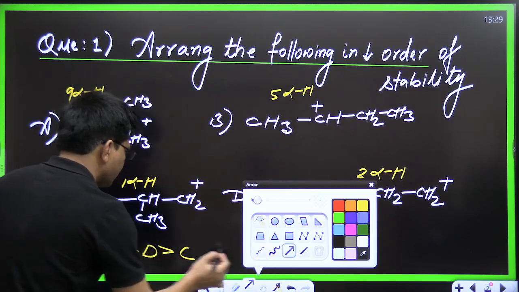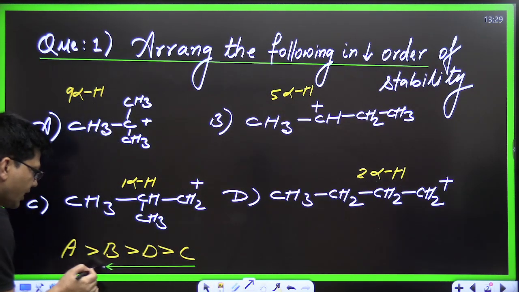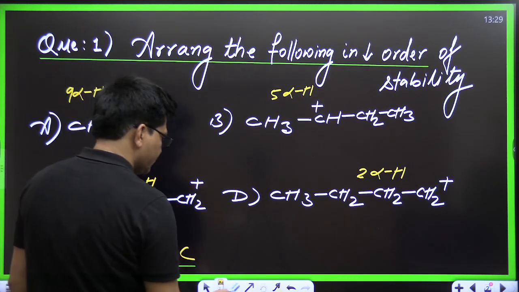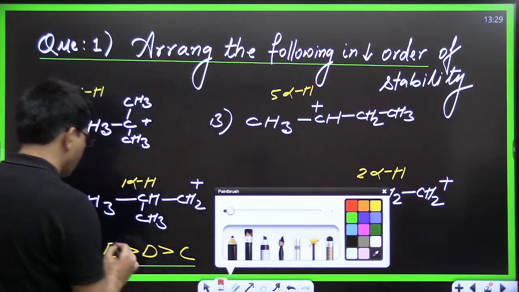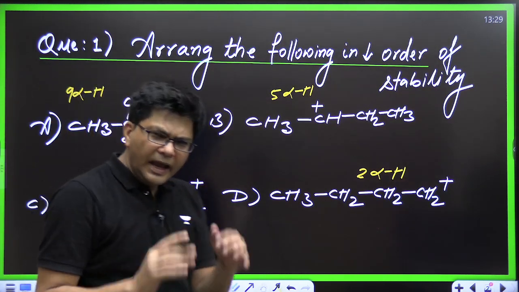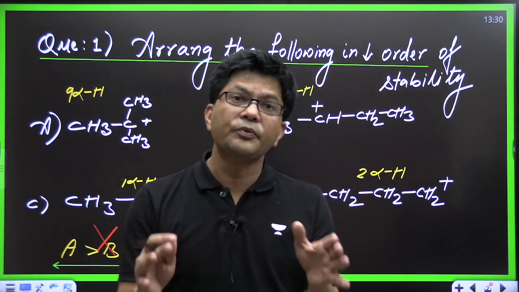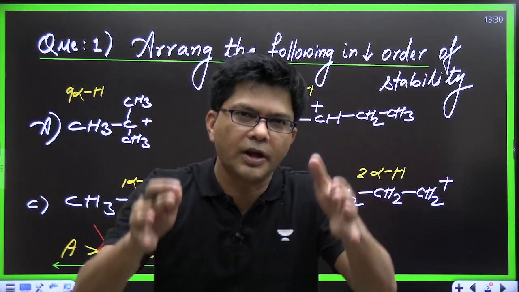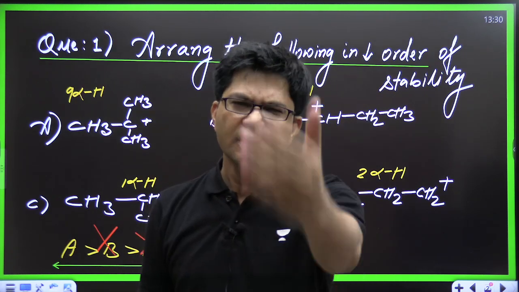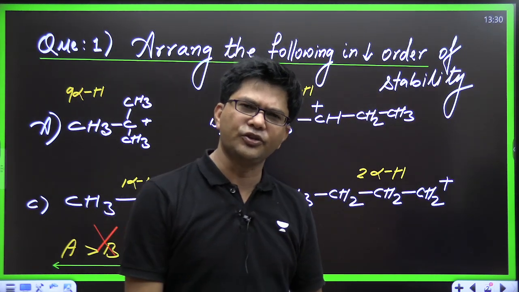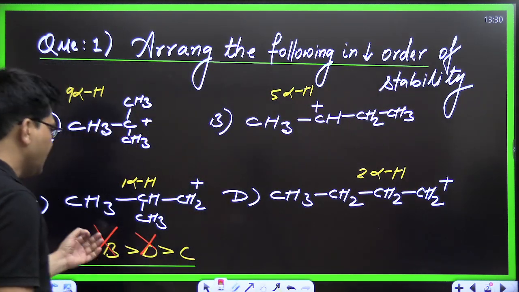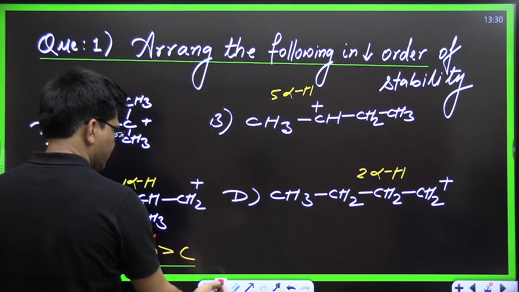This is the answer 99.99% of students are going to give. But this answer is absolutely wrong. The examiner will give you 0 marks. According to whatever we have studied, the more the number of alpha hydrogen atoms, the more the hyperconjugation, the more the number of hyperconjugative structures, and the more the stability. But kids, in this question there is a twist.